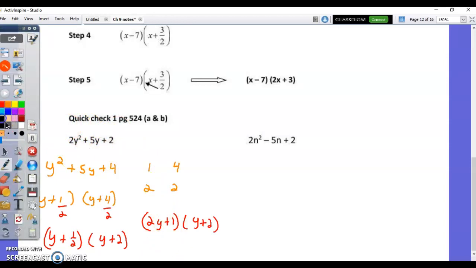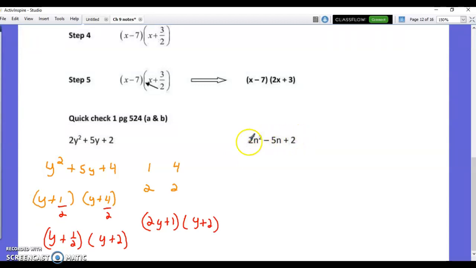If you multiplied this back out using FOIL or the box method, you would get this original problem. All right, so let's try another one over here. So again, first check to see if there's a GCF. We can't take out a greatest common factor because 2 does not go into 5. So I'm going to multiply 2 times 2, which gives me 4. So n squared minus 5n plus 4.